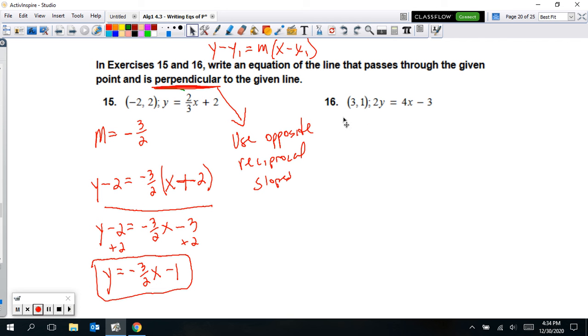Alright, go ahead and try the same thing on number 16. Use this point and use the opposite reciprocal slope. Now the first thing you're going to need to do here, and maybe I'll help you with this one, since this is not in y equals mx plus b like 15 was, we're going to have to adjust this a little bit. You're going to need to just divide everything here by 2. So each term gets divided by 2, so that leaves you with just y. 4 over 2 is a 2x, and then you can just say minus 3 over 2. So you can get that equation there. I'll start you there. Go ahead and write the equation now that's perpendicular to this equation here.